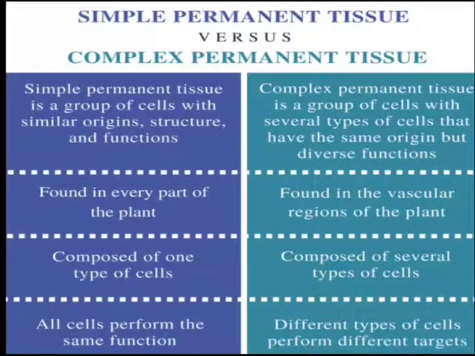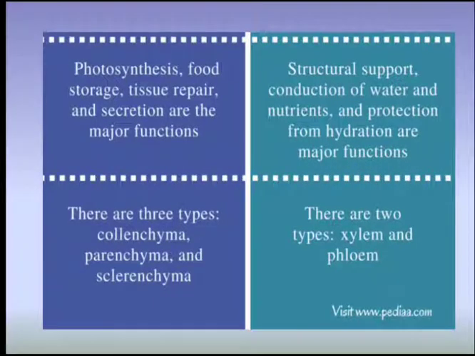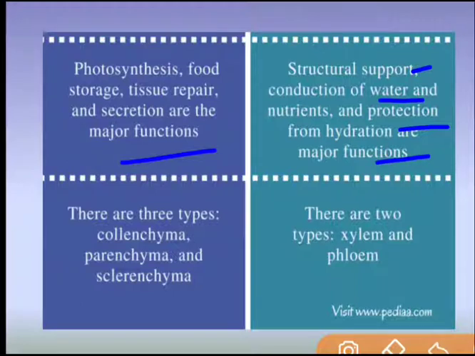In simple permanent tissue, all cells perform the same function, but in complex permanent tissue, different types of cells perform different functions. In simple permanent tissue, photosynthesis, food storage, tissue repair and secretion are the major functions. But in complex permanent tissue, structural support, conduction of water and minerals and protection from dehydration are the major functions. Simple permanent tissues are of three types, collenchyma, parenchyma and sclerenchyma, but complex permanent tissues are of two types. These are xylem and phloem.